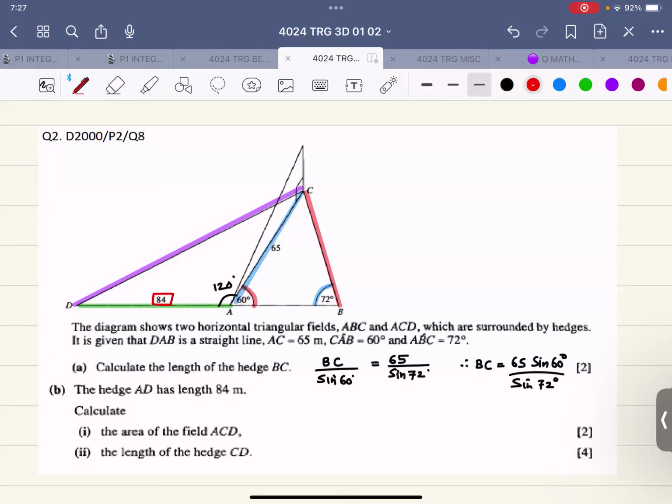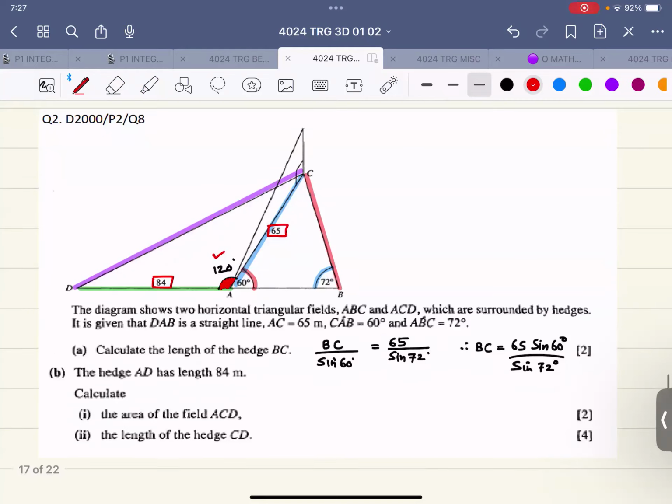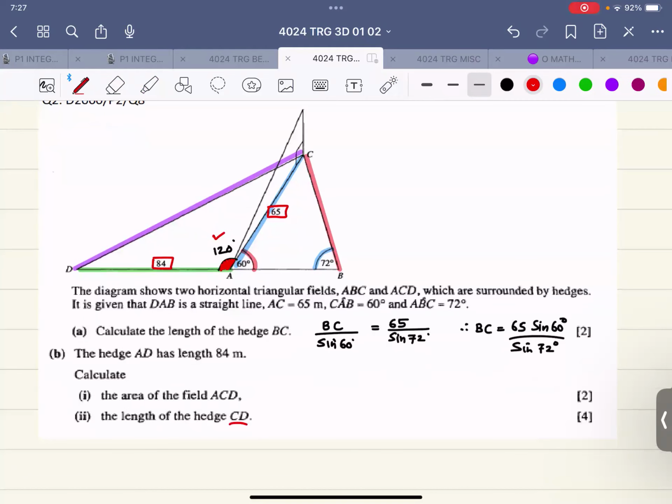This is 84. This is 65. Two sides and the included angle. So therefore, let's find the third side, which is DC, and the area. So area is half AB sine C, that is 84 into 65 into sine of 120 degrees. That you will get the area.